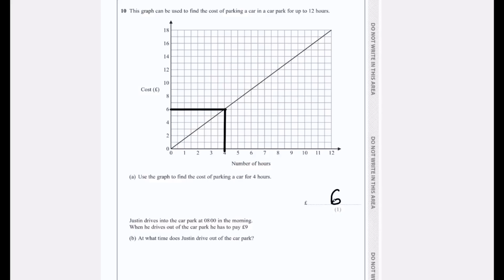Justin drives into the car park at 8 in the morning. When he drives out, he has to pay £9. So again, £9. How long is that in the car park? That is 6 hours. So we know he stayed for 6 hours.